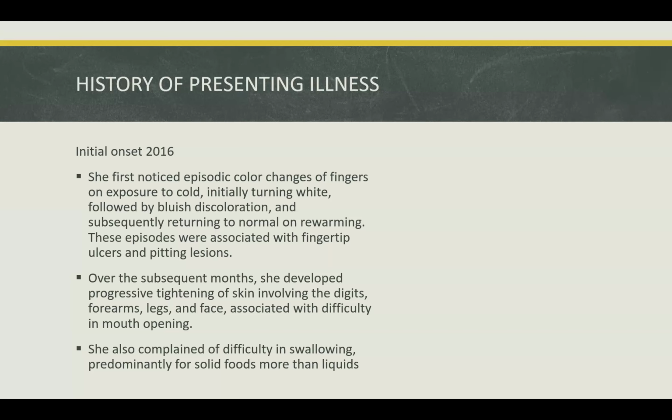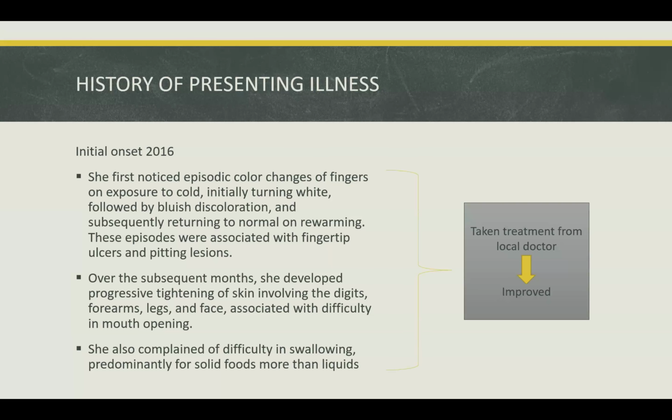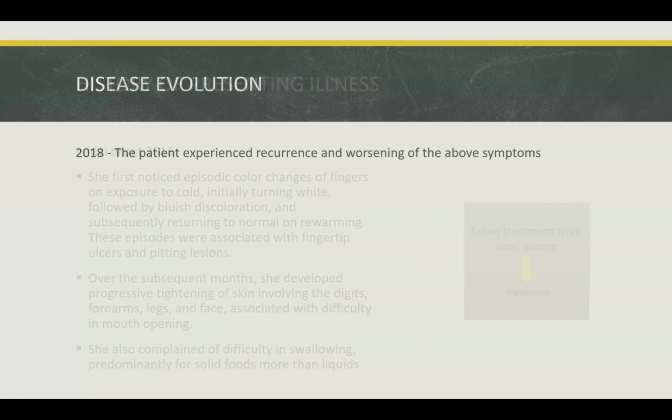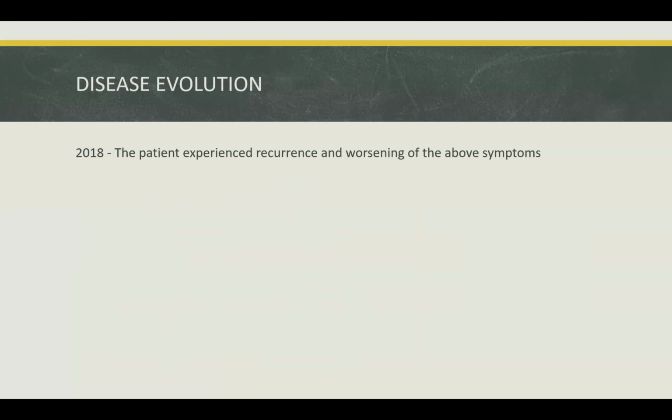Over the subsequent months, she developed progressive tightening of skin involving the digits, forearms, legs, and face, associated with difficulty in mouth opening. She also complained of difficulty in swallowing, predominantly for solid food more than liquid, for which she took treatment from a local doctor and the symptoms improved. In 2018, the patient experienced recurrence and worsening of the above symptoms.